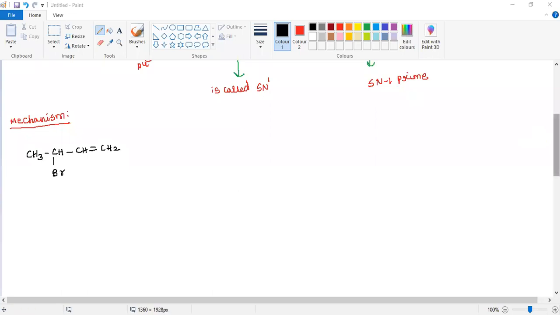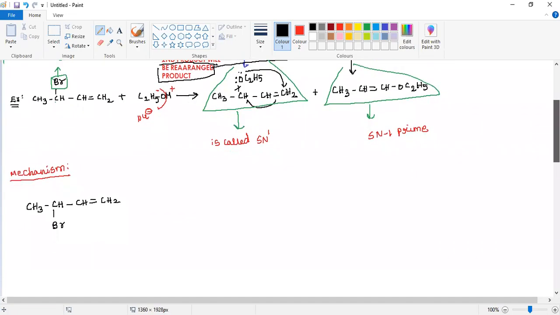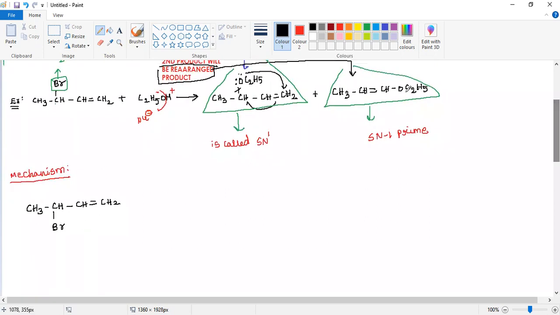See beta, in that mechanism, first I take that same compound. What is the IUPAC name? Can you guess? 3-bromo-1-butene. So this is the name of this compound.